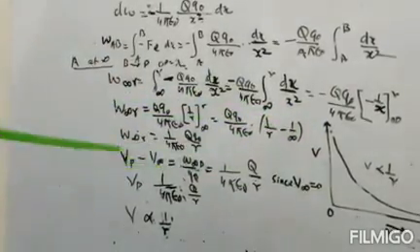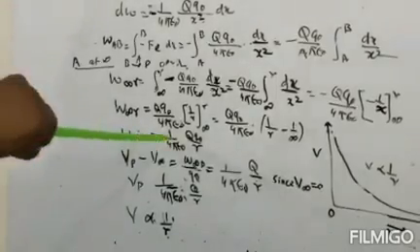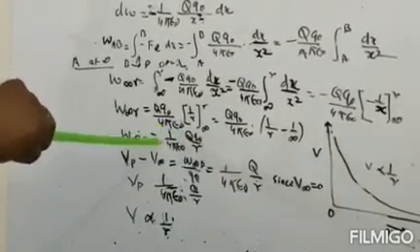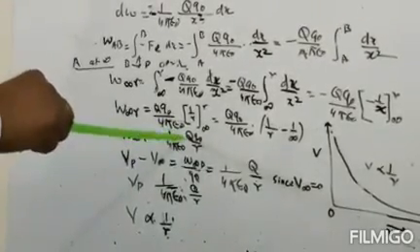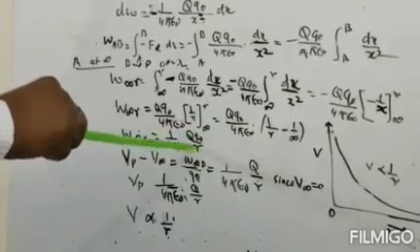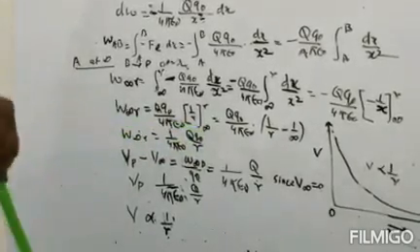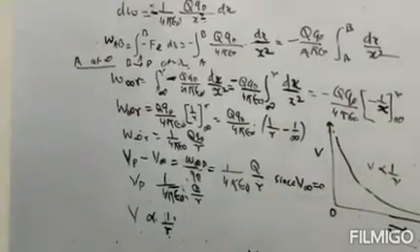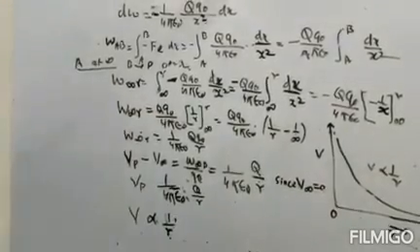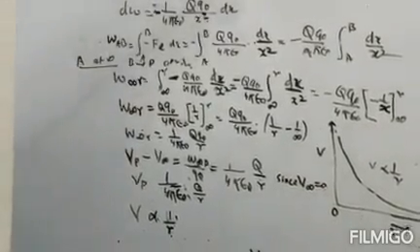So this work done will be equal to 1 divided by 4 pi epsilon 0 into capital Q into Q0 divided by r. So this will be the work done to bring a test charge from infinity to this point at distance r.